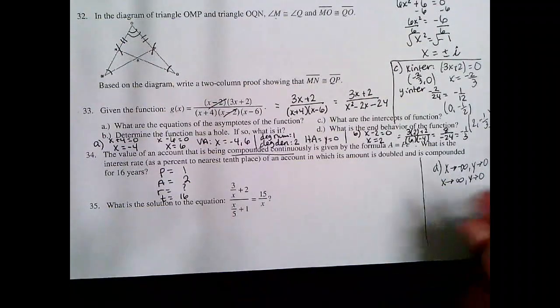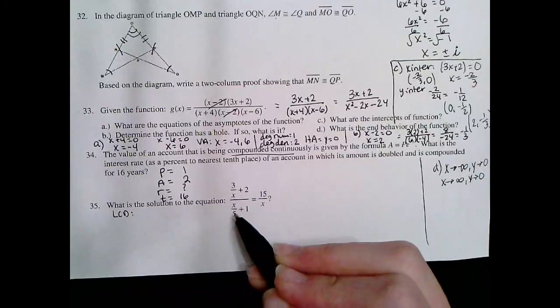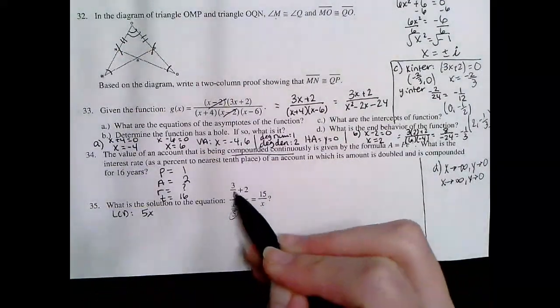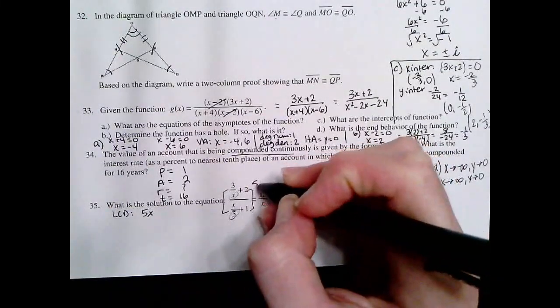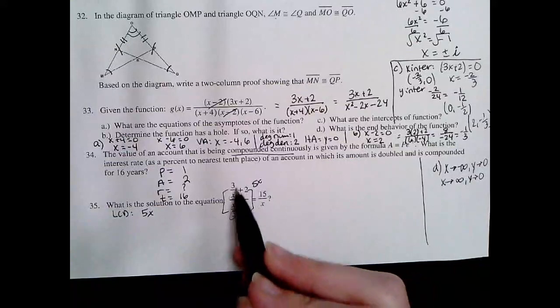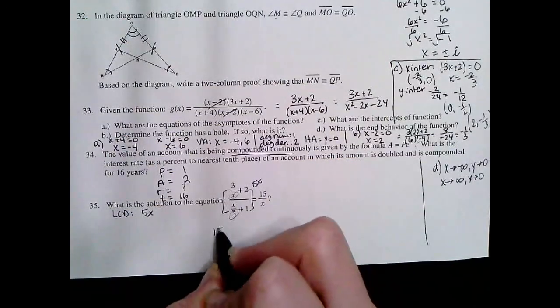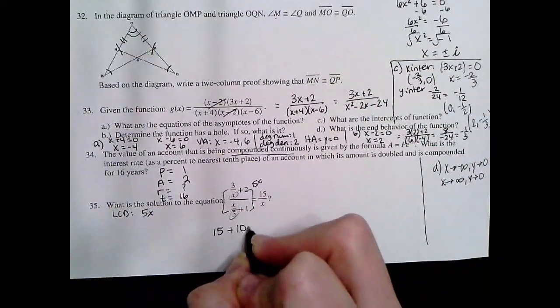Okay, so first thing I would do is get my LCD of the top and the bottom fractions on the left side. My LCD would be 5x because I have a 5 on the bottom and an x on the bottom. I'm going to multiply both of these by that 5x. When I multiply 5x to the 3 divided by x, I end up with 3 times 5, which gives me 15. The x's go away. 2 times 5x is 10x.